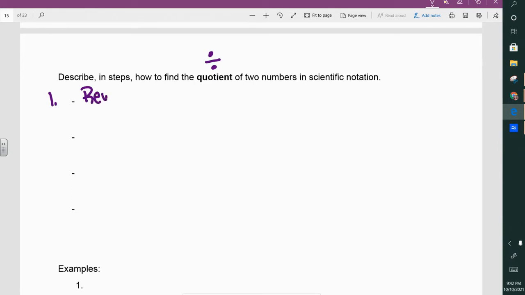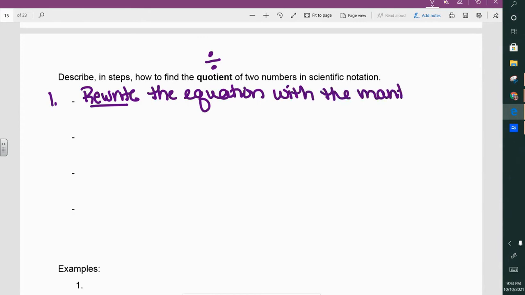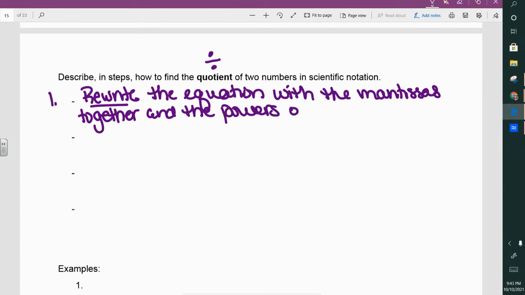So first step, again, that verb is to rewrite the equation with the mantissas together and the powers of the exponents together. Again, they don't have to be the same. So that's kind of a nice part of adding and subtracting. So it's kind of like when you multiply and divide fractions, they don't have common denominators. So that's kind of that same concept here.